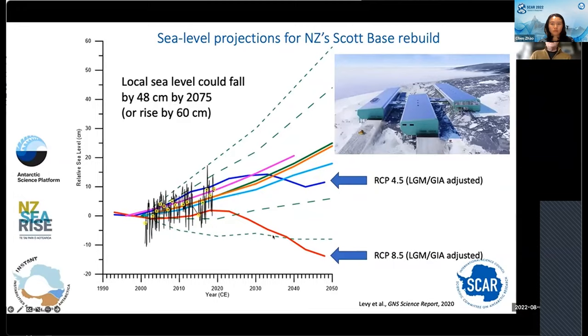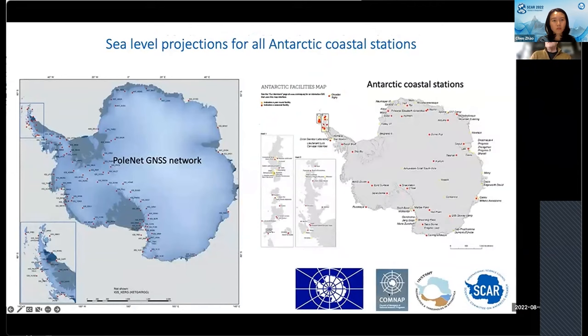So we are undertaking this now in combination with SCAR and COMNAP, sponsored to produce a report and paper for the treaty. We're using the POLENET data to get vertical land movements, and we're going to produce a range of sea level projections for every Antarctic station, which is becoming really important around access to bases, shipping, tourism, etc.